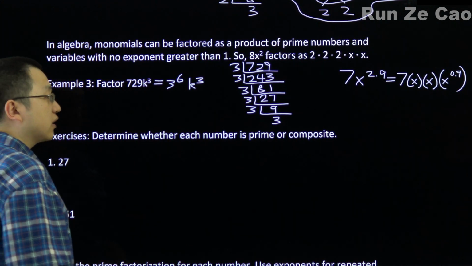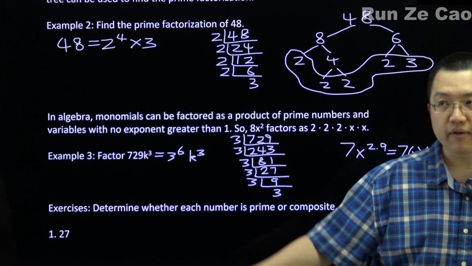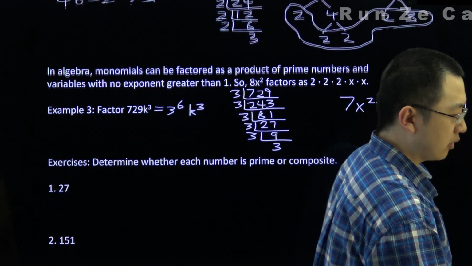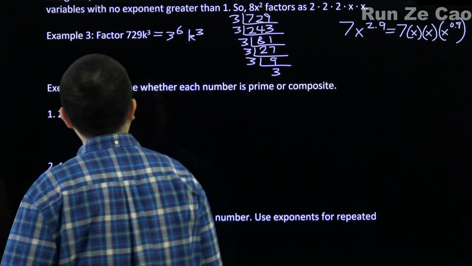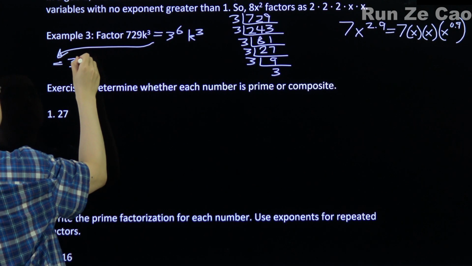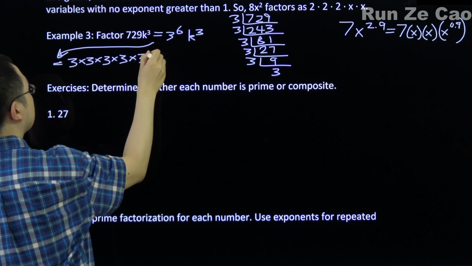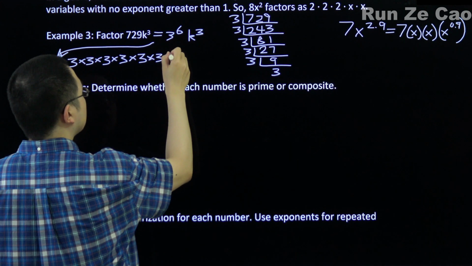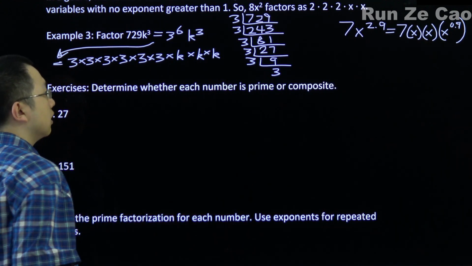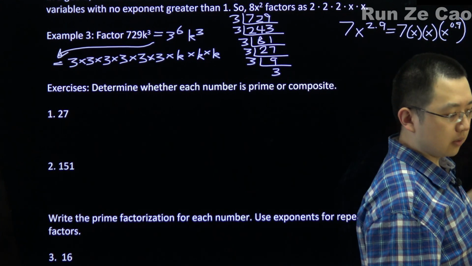Now this is a prime factored way of writing this. Kind of like up here where we had the prime factors and their exponents, except here we also have variables and their exponents. If you want to write it out the long way instead, you're going to end up with something pretty long. 3 by 3 by 3 by 3, so a total of 6 3's times k times k times k. So there's 3 k's as per the exponent.